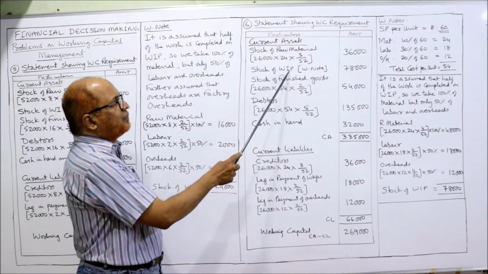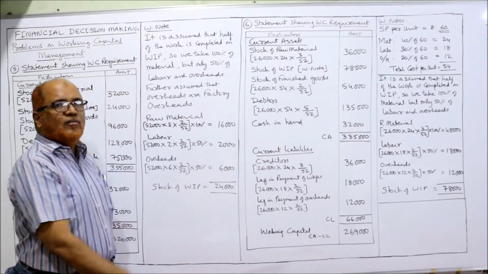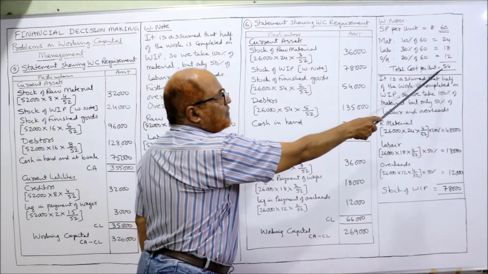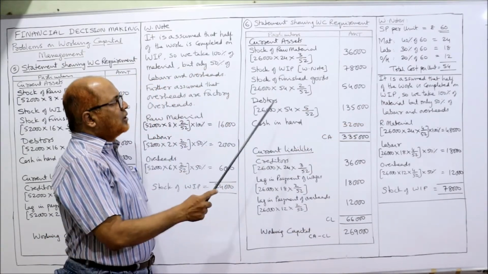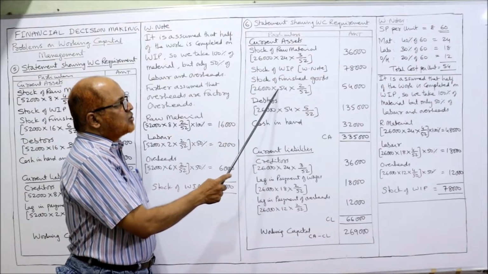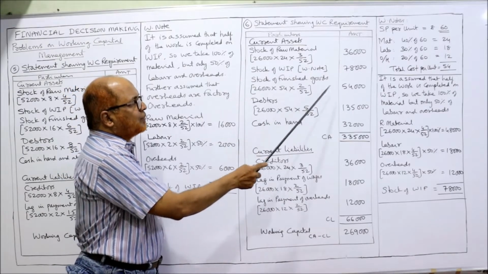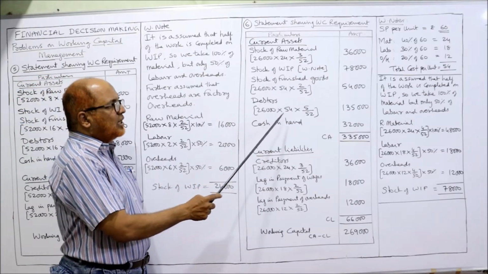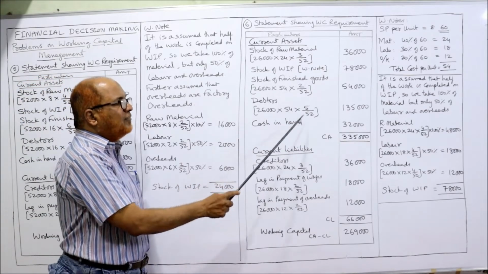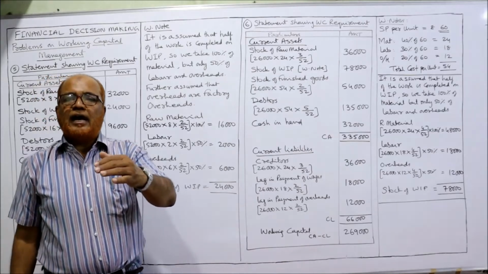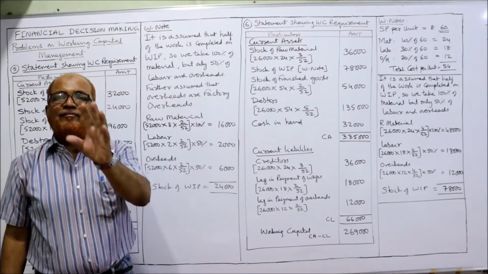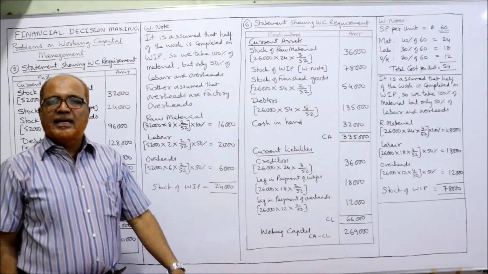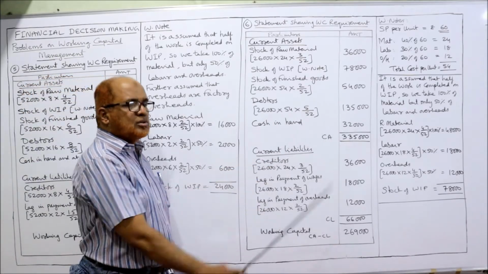Stock of WIP, 78,000. Stock of finished goods. We'll take the total cost. What is the total cost here? 54 rupees. So 26,000 units into 54 rupees into 2 by 52, 54,000. Similarly, debtors: 26,000 into 54 into 5 by 52. The credit period allowed to customers, 5 weeks, is given in the problem. 5 by 52, 1,35,000. Cash in hand directly given, 32,000.